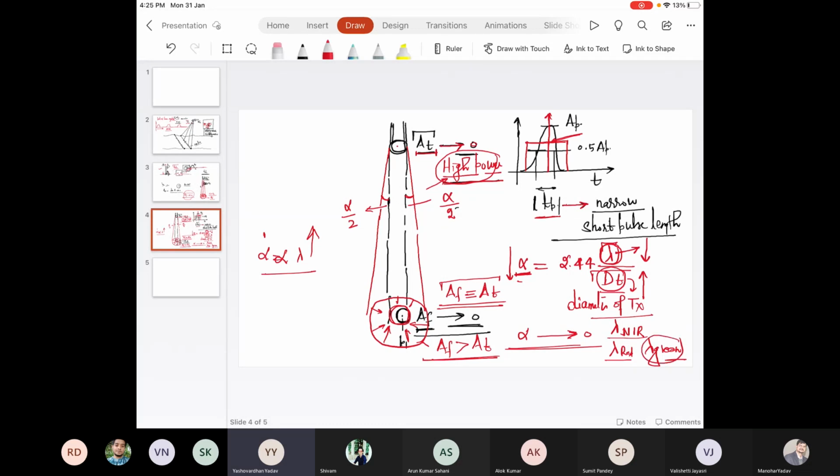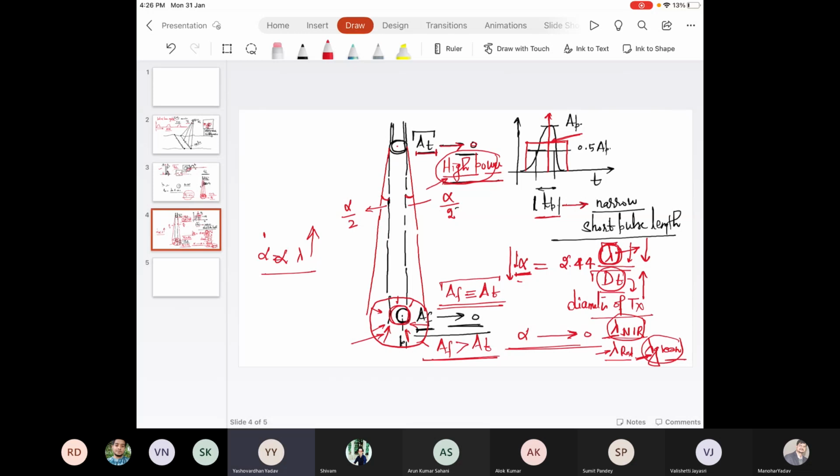Alpha green and alpha NIR, which one is highest? Sorry, this lambda green, wavelength at green band and wavelength at NIR band, which one is highest? So wavelength at NIR. NIR is at the higher wavelength, and below that we have red, and the least wavelength we have in green. So lambda green is the least one. At lambda green we have the lowest alpha, and in that case we have the least area of the laser footprint, and that is desirable.